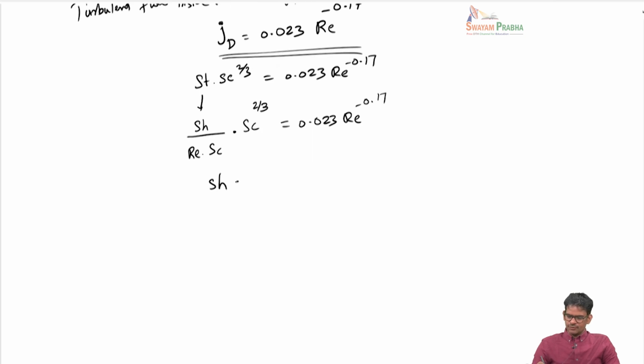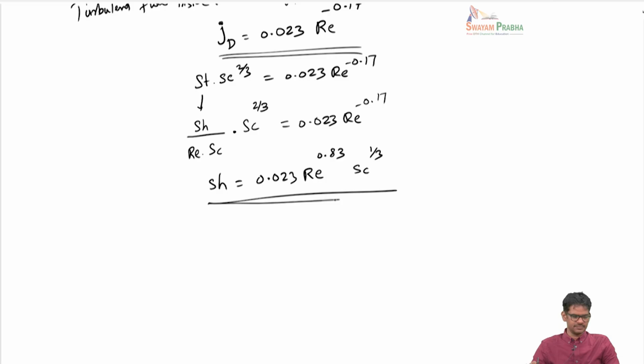So from here you can solve for Sherwood number. You'll get 0.023 Reynolds number power 0.83 and Schmidt number power 1/3. Once you know the Reynolds number of this situation and the Schmidt number, you can calculate the Sherwood number. Once you know the Sherwood number, you can use KL times some length dimension divided by DAB, which is equal to your Sherwood number. In the case of this problem, D would mean the diameter of the circular tube. If you have a relationship for a spherical particle, D would be the diameter of that particle.